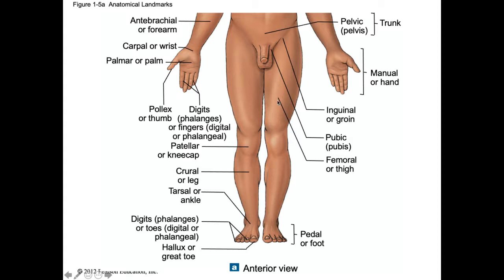Okay. The thigh is called femoral. This bone is called femur, so this is the femoral region. The tibia, where the leg is called crural. The kneecap is called the patellar, and the kneecap, the bone, is called the patella. So this is the patellar region. The groin is called inguinal. Right here, this is actually the inguinal ligament in this area. Then we have the pubic, which is in this area, we have the pubic bone.